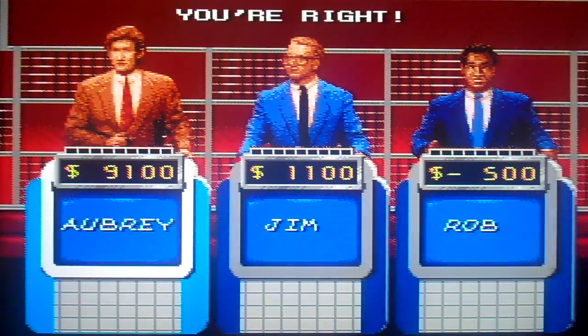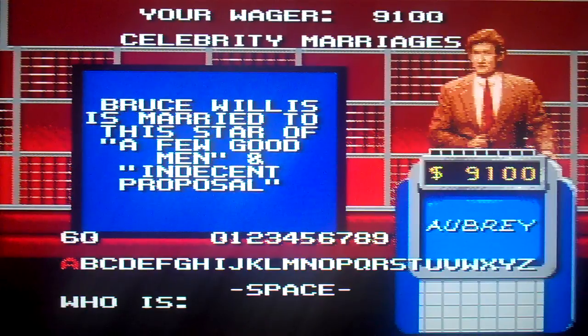Yep. Celebrity marriages for 600. One of the two daily doubles. I'll do it all. Bruce Willis is married to this star of A Few Good Men and Indecent Proposal. Well, he was married to her, but he's not anymore. Who is Demi Moore?